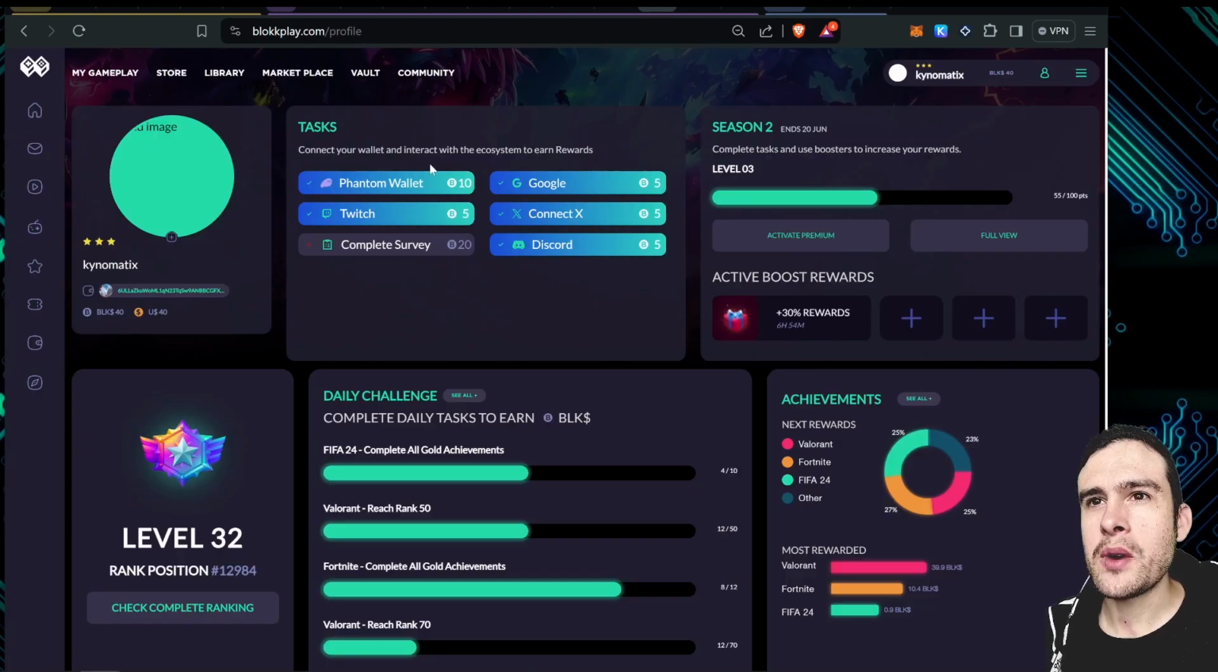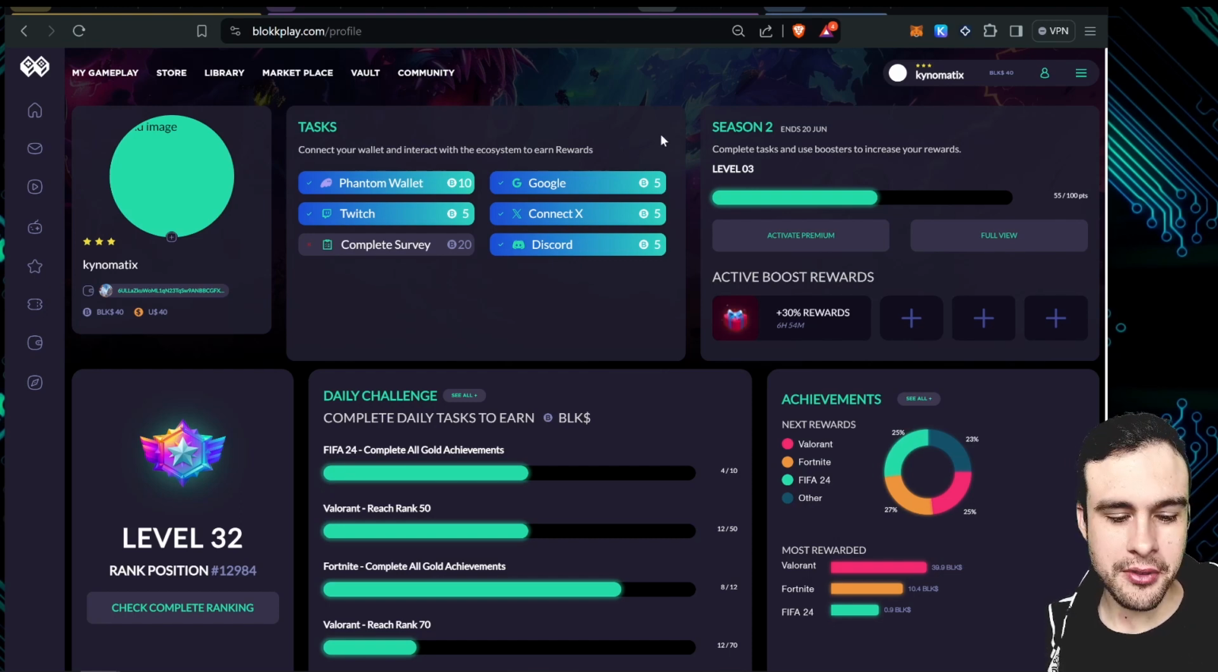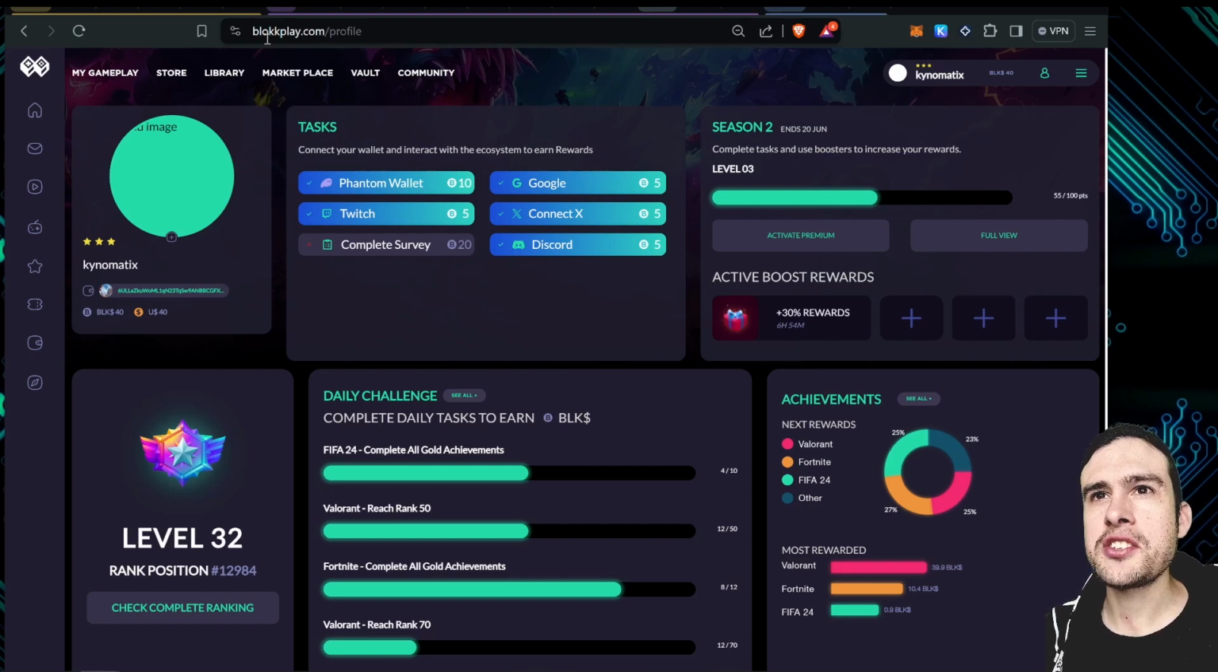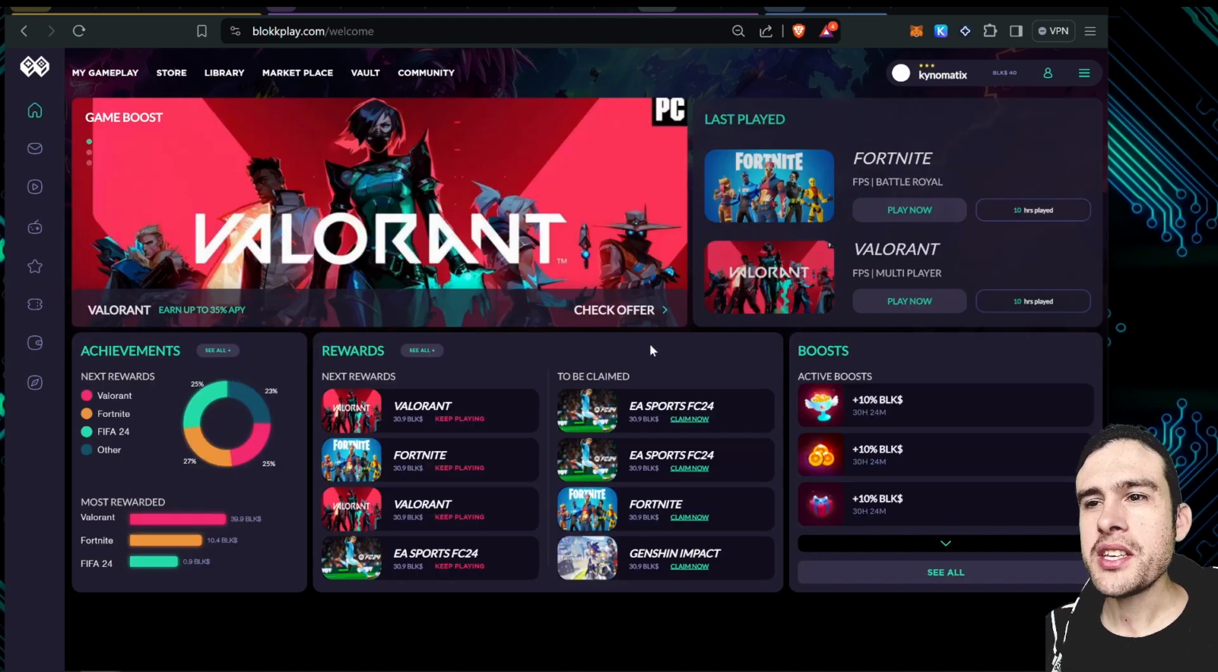When it comes to Web3 gaming, I'm the most bullish on this project, I would say, more than any other project, at least any of the games that I've seen. So anyway, their website is just blokkplay.com. You can go over to their X to get their official X account to get the link. But it's definitely worth checking out.